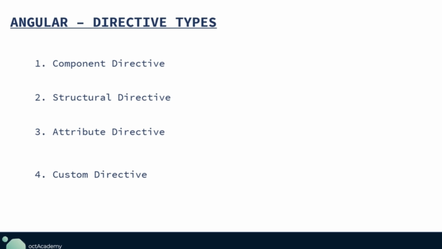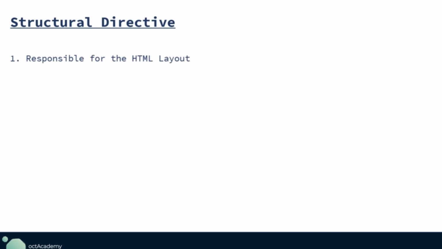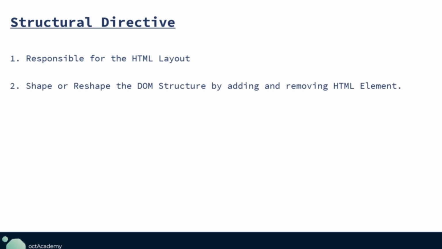So in this section, let's look at what is structural and attribute directive. The first, what are the structural directives? Structural directives are responsible for the HTML layout. This structural directive shape or reshape the DOM's structure, typically by adding, removing or manipulating the DOM elements.